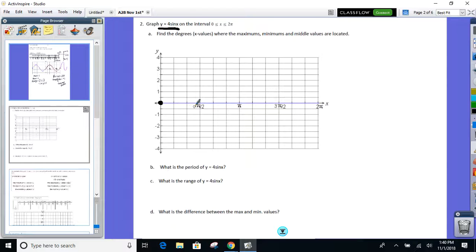The max. It was 1, but that 4 in front now tells me the new max is 4. The number out in front will affect your max and your min. So now at pi over 2, it's at 4. So it starts at 0, goes to the max, then goes back to 0. That doesn't affect anything. Then it goes to the minimum, which now is -4, and ends at 0. Those are the only critical values you need to remember: 0, up to the max, 0, down to the min, end at 0.